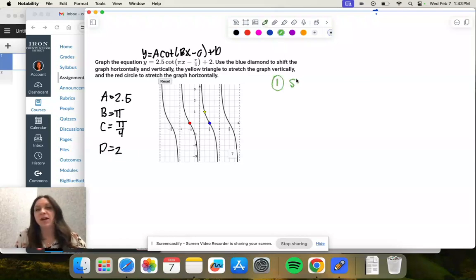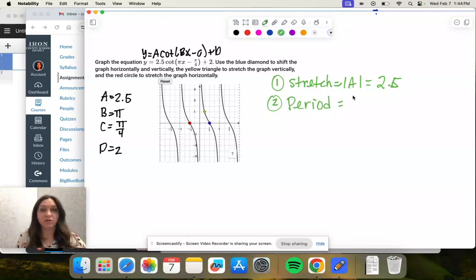The first thing we have is the stretch, and that is A, which is 2.5. The second thing we want to look at is the period, and the period of a cotangent is pi over b. So pi over b is pi, so our period here is actually 1. Pi divided by pi is 1.